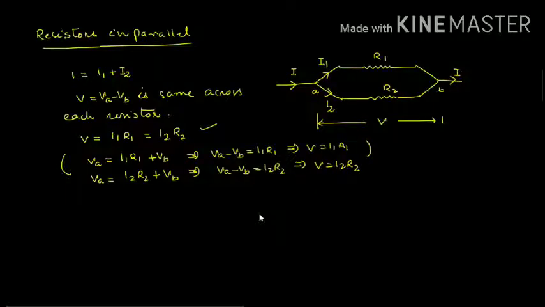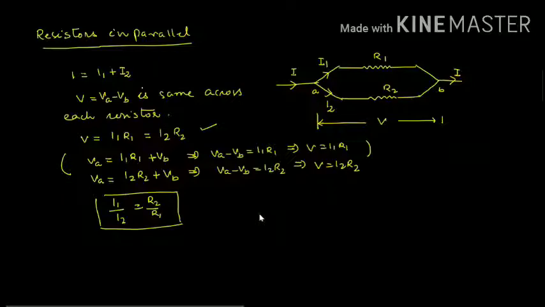Here you note that I1 by I2 is equal to R2 by R1. Thus this is to be noted: the ratio of the two currents is the inverse ratio of the resistances. The smaller resistance carries the larger current. If R1 is small, then current I1 must be large, and vice versa.